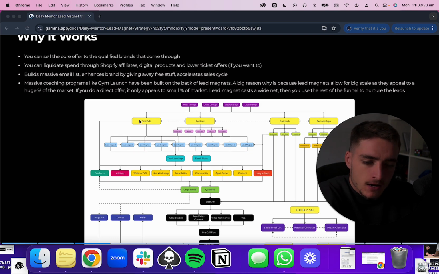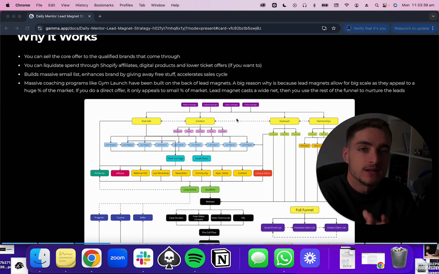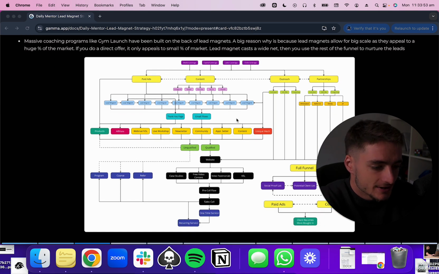And again, massive coaching programs like Gym Launch have been built on the back of lead magnets. And a big reason why is because of what I'm talking about, where you're casting this massive net. The free lead magnet appeals to such a massive portion of the market, a massive market segment, compared to the direct offer. When you do a direct offer, maybe 1 to 3% of the market's going to be interested. But when you do that massive wide net, you bring them in and then you nurture them with the rest of the funnel.